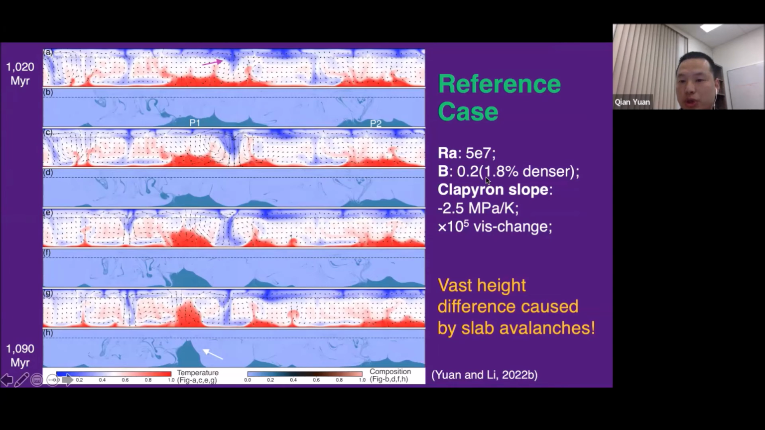In this case, we use a relatively smaller density. Otherwise, from our earlier work, we show if the density is large, you cannot have a very high pile, even though you have a strong slab avalanche. And the Clapeyron slope we use is negative 2.5, which is not too large. But we also tested using an even smaller Clapeyron slope, and we still see this phenomenon. And the viscosity contrast due to temperature is 10 to the 5 order. So from this reference model, we can see that if you have a slab avalanche, it can produce a vastly different height.